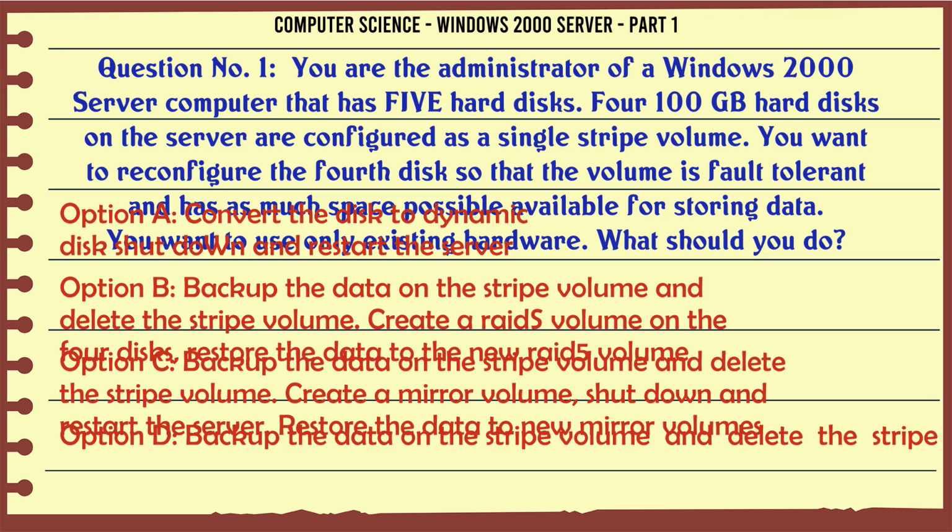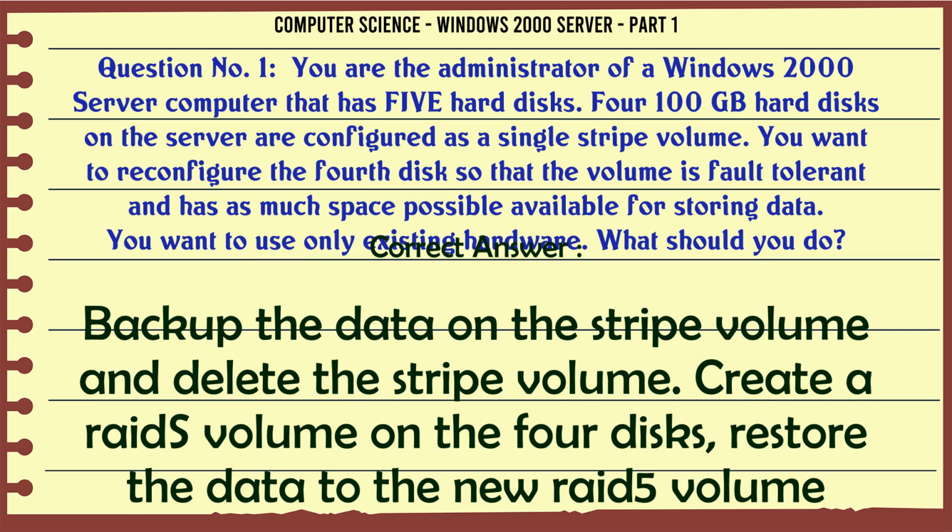C. Backup the data on the stripe volume and delete the stripe volume. Create a mirror volume, shut down and restart the server. Restore the data to new mirror volumes. D. Backup the data on the stripe volume and delete the stripe. The correct answer is B: backup the data on the stripe volume and delete the stripe volume. Create a RAID 5 volume on the 4 disks. Restore the data to the new RAID 5 volume.